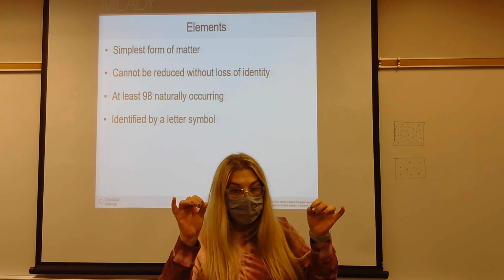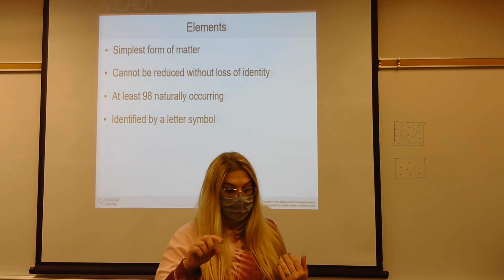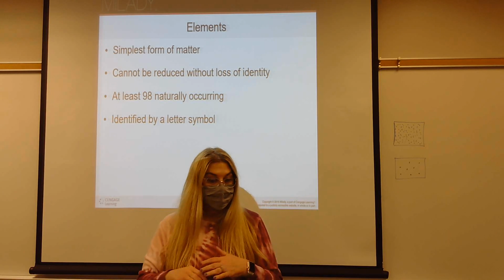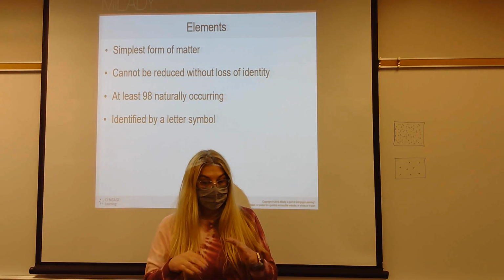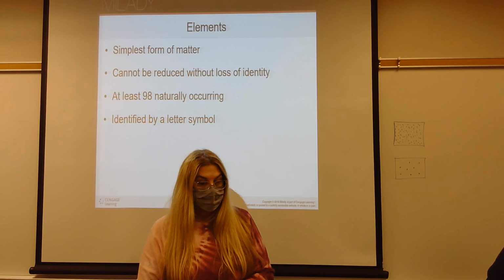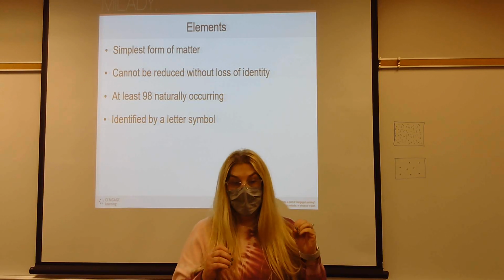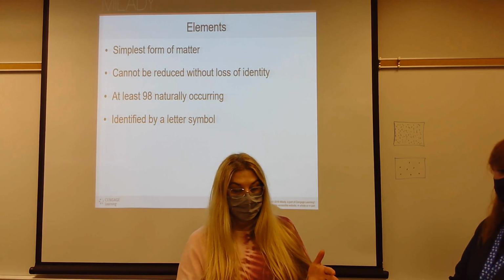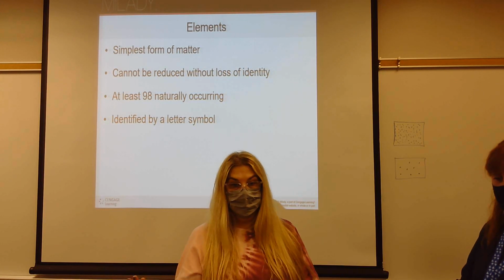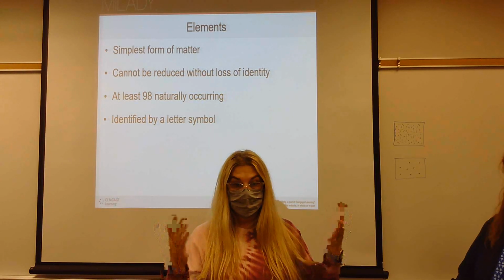Elements are the simplest forms of matter. An element cannot be broken down into a simpler substance without losing its own identity. All matter in the universe is made up of these elements. They have their own distinct physical and chemical properties. Each element is identified by a letter symbol. O would be for oxygen, C would be for carbon, H would be for hydrogen, N would be for nitrogen, S would be for sulfur.